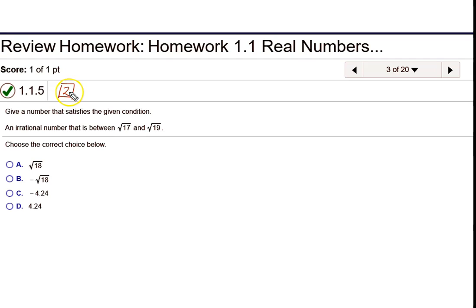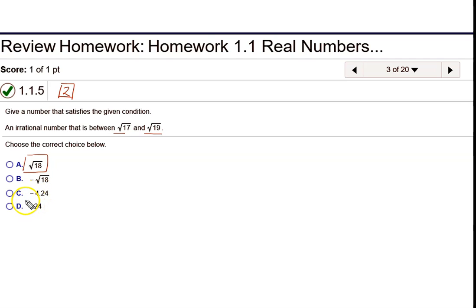Now, put this in your homework log, number 2, with the square, and you want to write an irrational number that is between the square root of 17 and the square root of 19, and you are to pick out one that would be appropriate, or if there's more than one, you would select that. All right, the correct answer is the square root of 18.